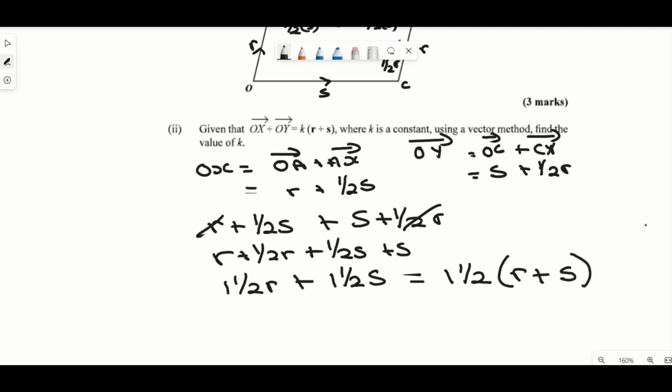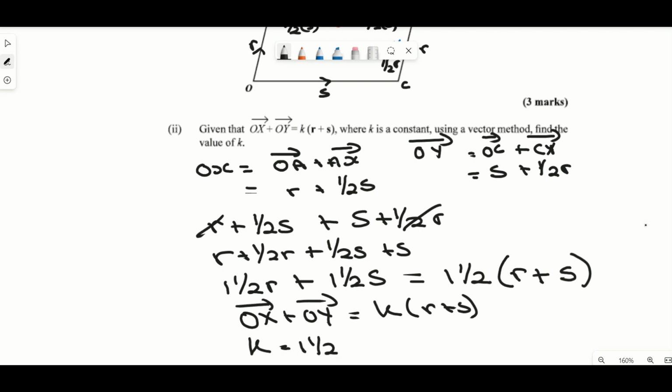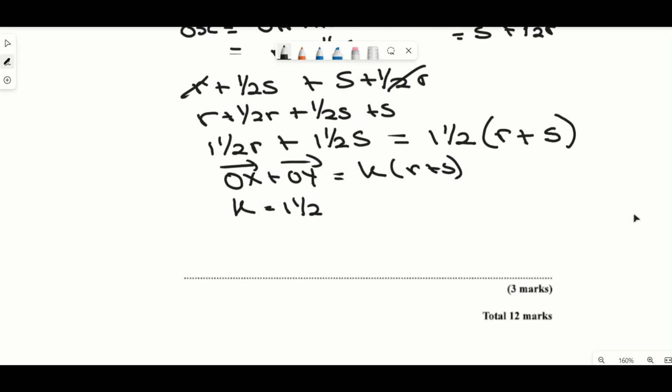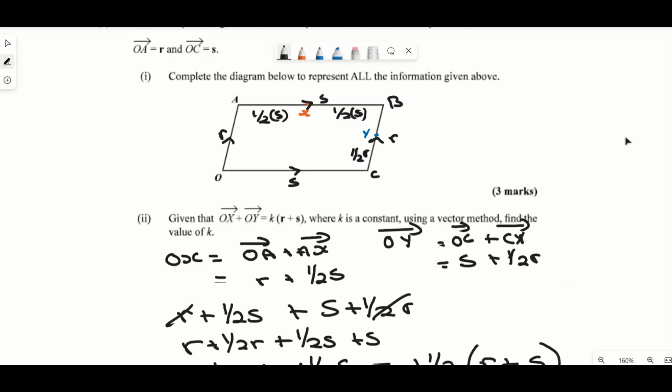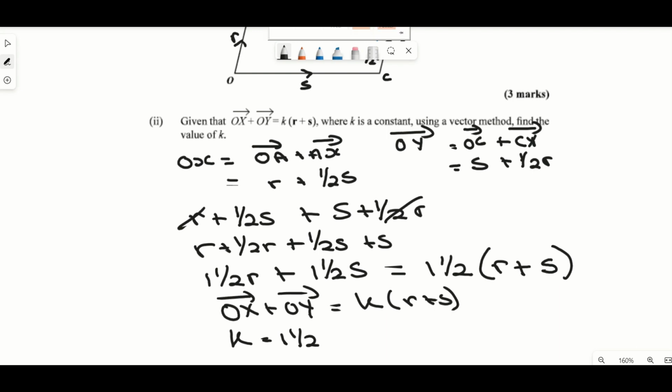So therefore, they told you that OX plus OY is equal to K(R plus S). If we compare it, we can see K is equal to 1.5. And that would be your answer for this question. And that is the end of this past paper, January 2019.